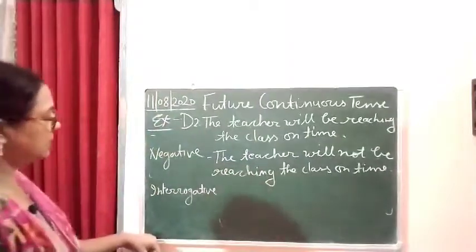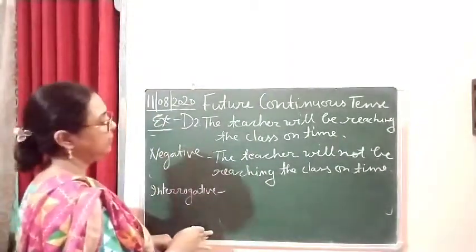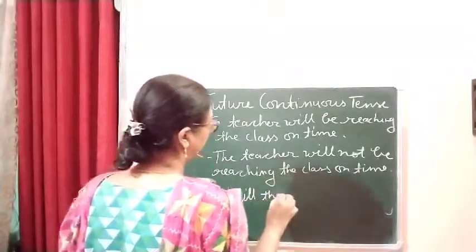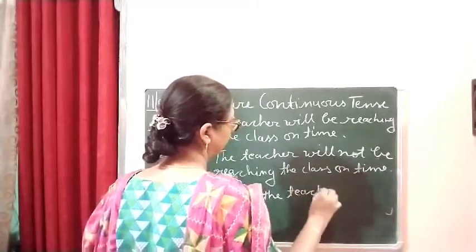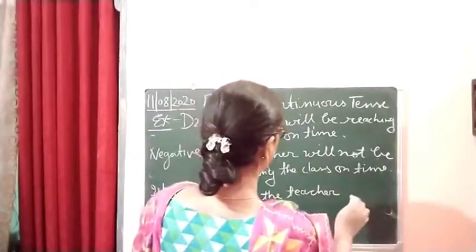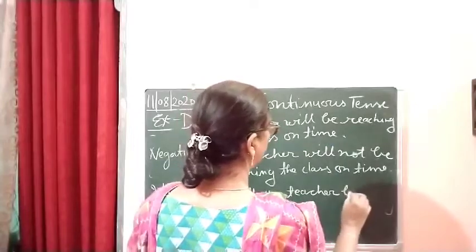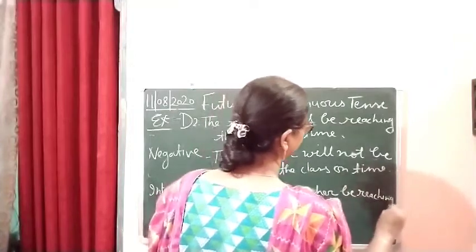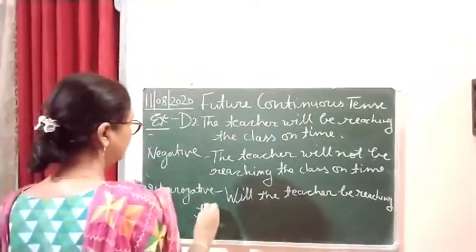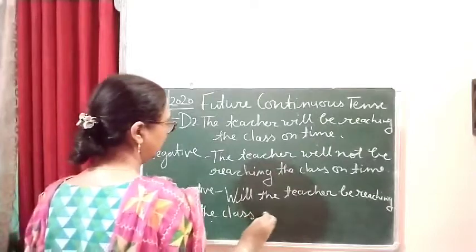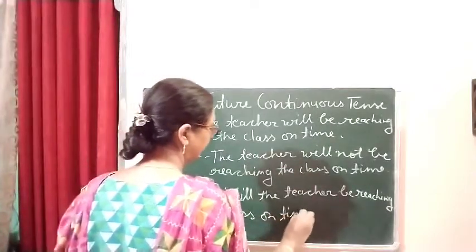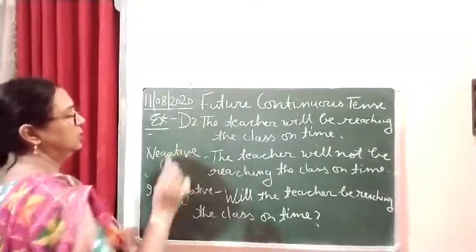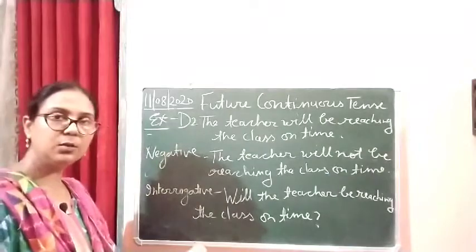Now we have to make this sentence interrogative. Now what are we going to use? Will the teacher be reaching the class on time? Now this is completed. Now we are moving to number 3.